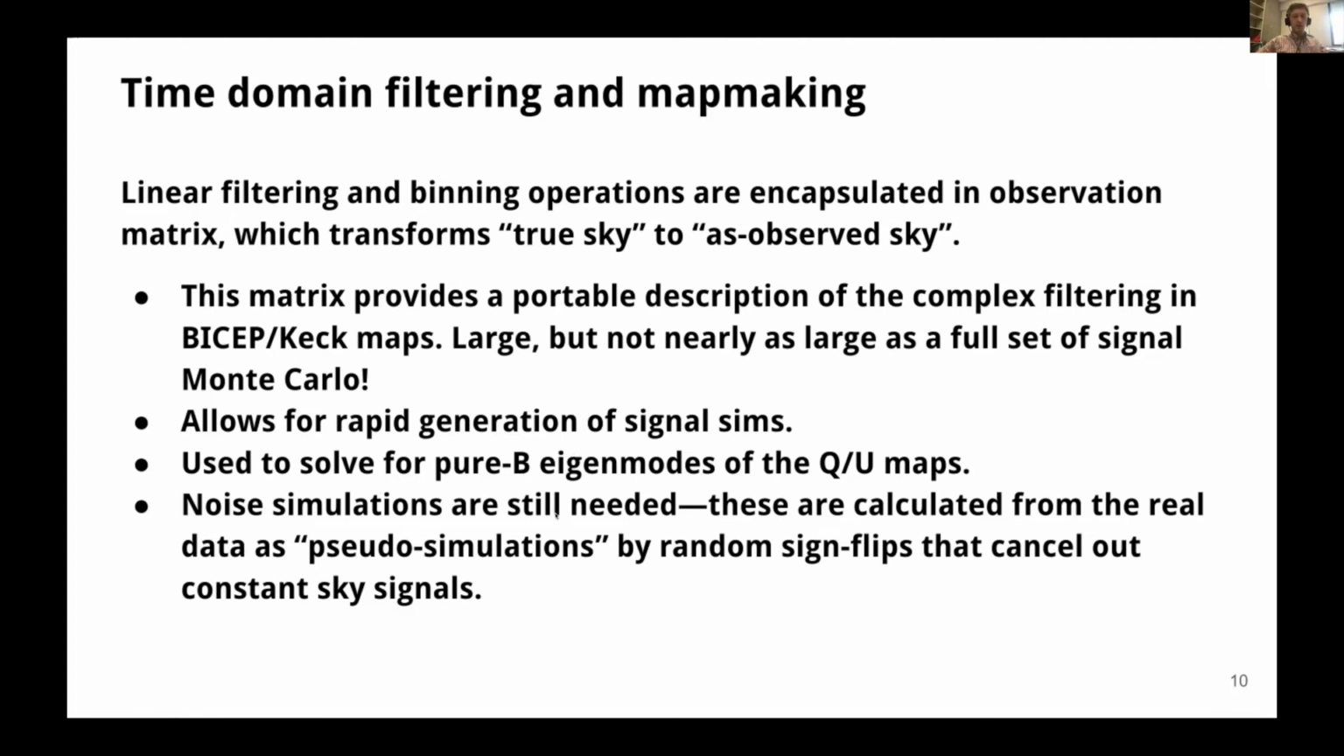Quick note about noise, since we heard such a good description about the noise modeling that's being used for ACT. We actually use noise pseudo-simulation. Because our scan strategy is extremely redundant and repetitive, we can take those scan sets that I showed you and basically combine them all with random plus and minus signs to produce a simulated map where the sky signals have all been canceled out, but the noise is still present. This naturally includes all the detector correlations and so on.